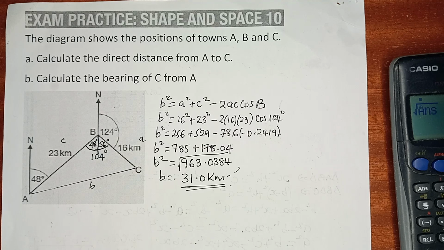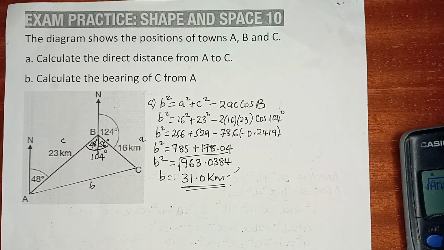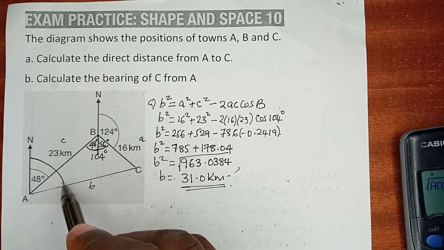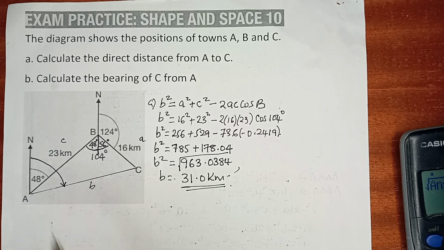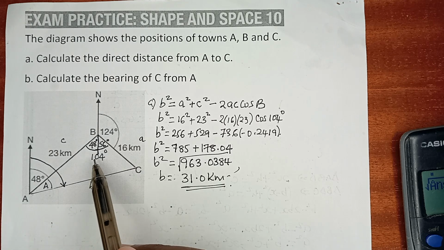That is part A of the question. Part B: we are asked to calculate the bearing of C from A. The bearing of C from town A. In other words, what is the size of that angle from the true north to the line connecting the two towns? Because we have 48 here, we just have to calculate angle A there, so that we can add it to 48 and get the entire angle. We can now use the sine rule because we have this side and we have this angle.